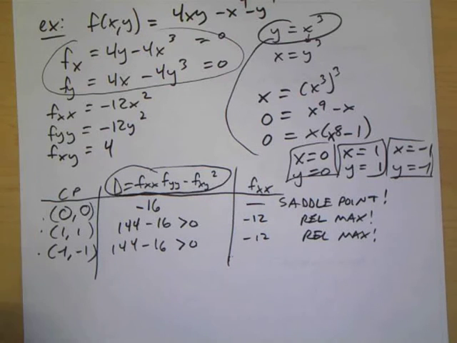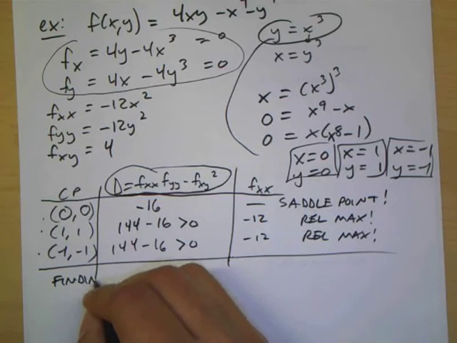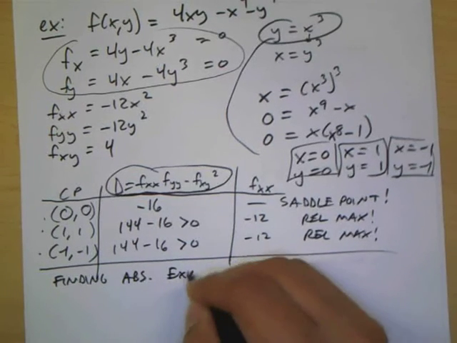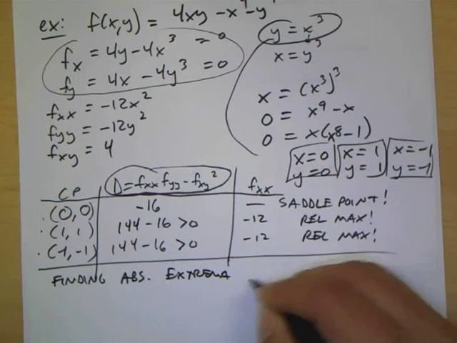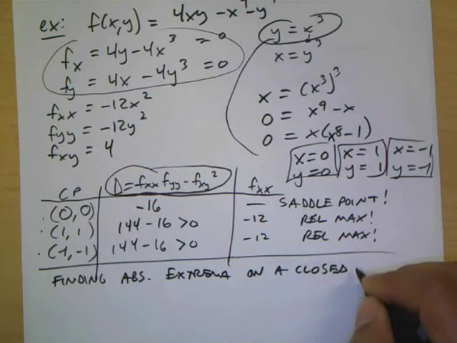Okay. Let's move forward. So all we've done is find saddle points, relative maximums, and minimums. Let's talk about finding absolute extrema on a closed and bounded set.